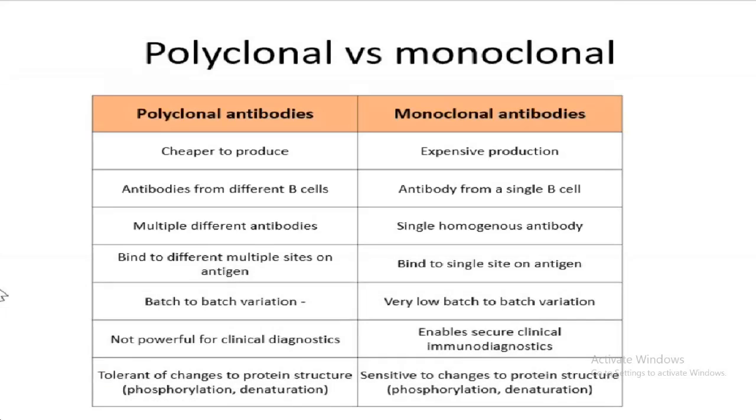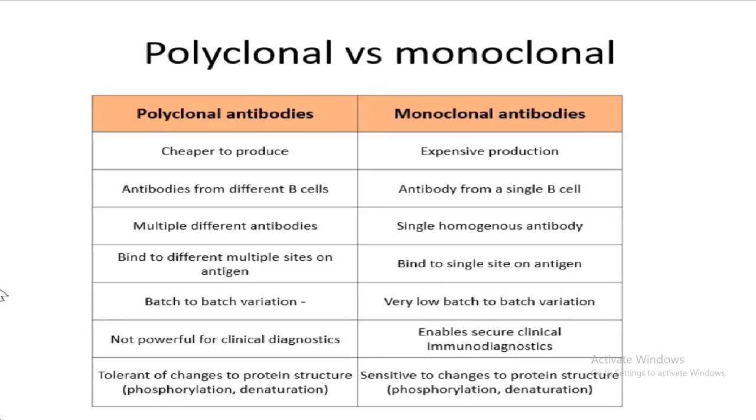Of course, there's advantages and disadvantages to selecting either a polyclonal or a monoclonal antibody. Polyclonal antibodies are cheaper to produce compared to monoclonal antibodies. I suppose the characteristic is that in polyclonal antibodies, the antibodies are from different B cells, whereas the monoclonal, as we spoke previously, is a single antibody from a single B cell clone. So the polyclonal is multiple different antibodies, whereas the monoclonal is a single homogeneous antibody.